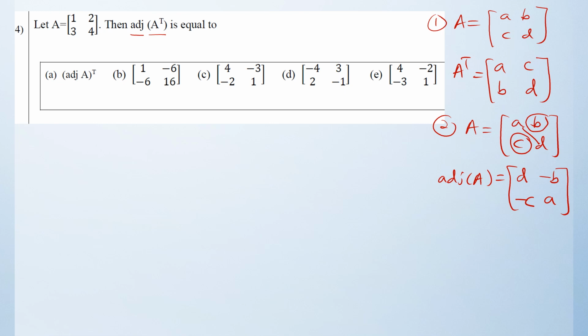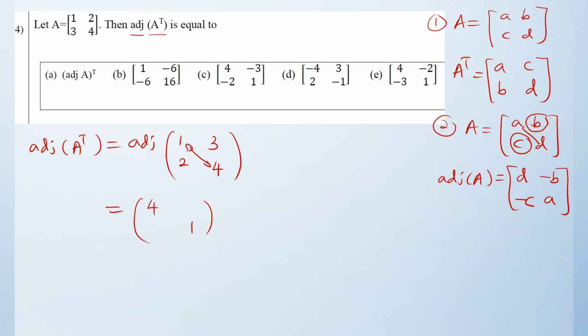So here we have to find the adjoint of the transpose of the matrix. The transpose is 1, 2 in the first column and 3, 4 in the second column. Then we can find the adjoint. To find the adjoint, you interchange the diagonal elements and change the sign of the off-diagonal elements, minus 3 and minus 2. So this is in C. So C will be one of the correct answers.